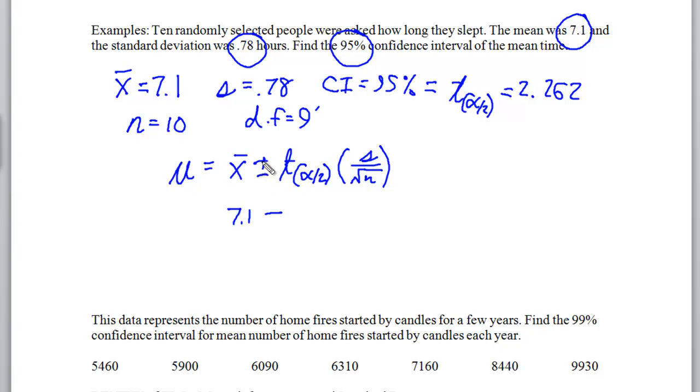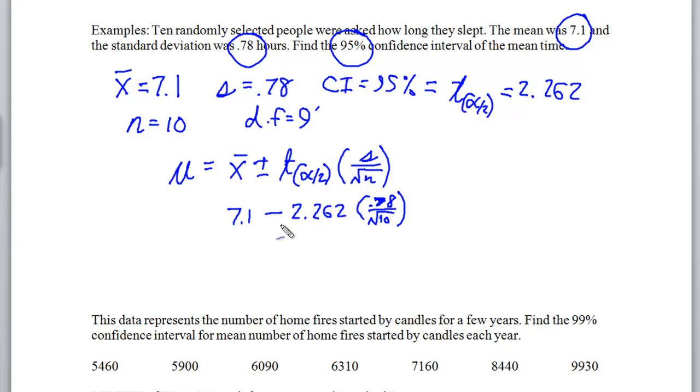Now the reason why I'm doing minus and not plus is you're going to see how this all flows into the answer. We're going to have our 2.262 multiplied by our 0.78. Oops, the decimal point didn't show up. Make that look more like a 7. 78 hundredths over the square root of 10.